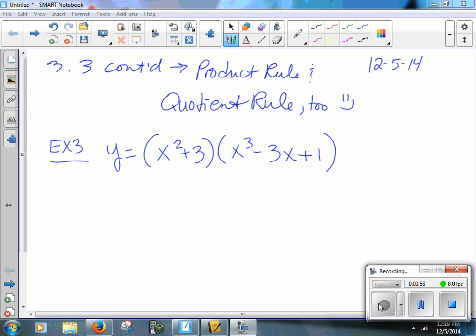So we got two functions being multiplied, so we have to use the product rule, if you remember, just to have a line where you kind of got a formula to go by. When we find the derivative, it's the first times the derivative of the second, plus, what's the rest of it? SDF. What's that mean? Second times the derivative of the first, right?